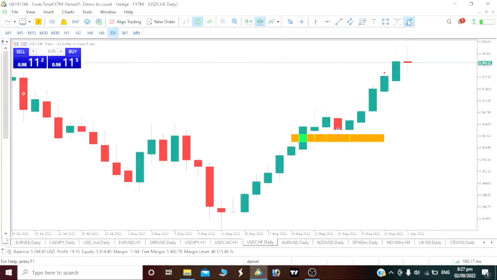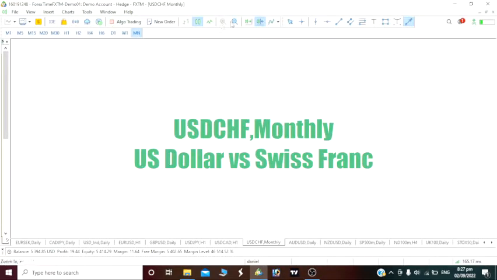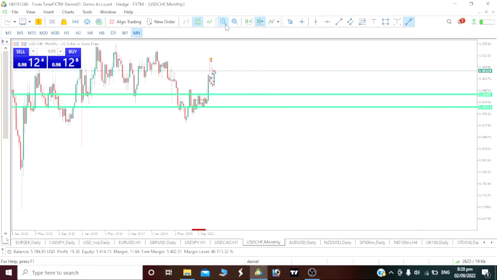Now let's see it this way on our monthly time frame. I think monthly time frame would be okay. Okay, I think it's delaying. See it now.